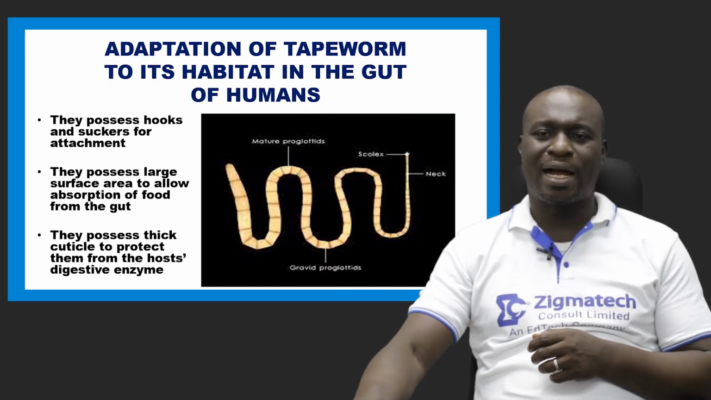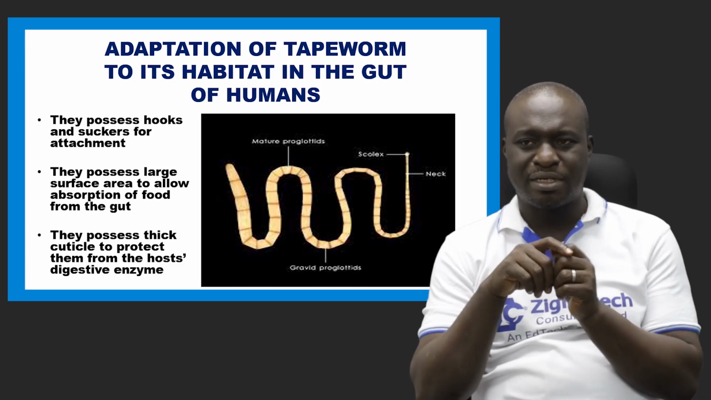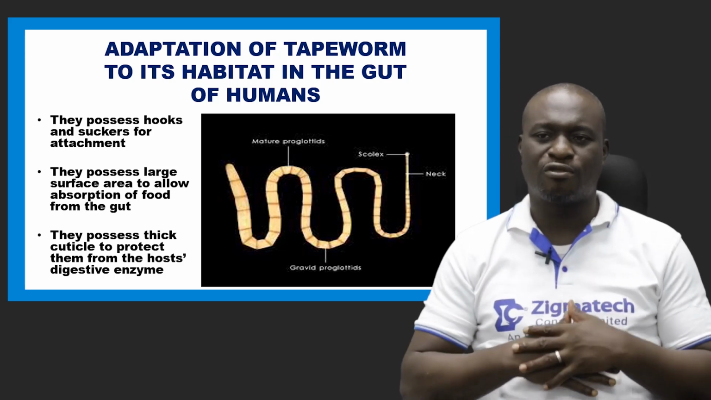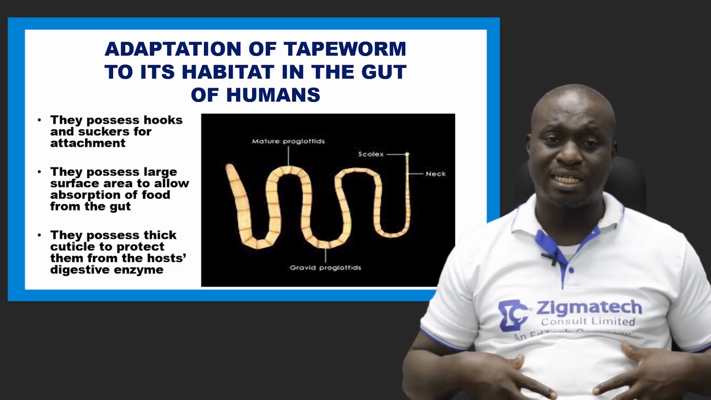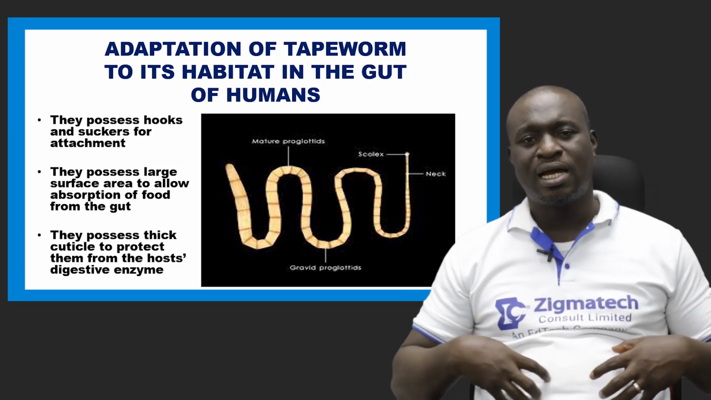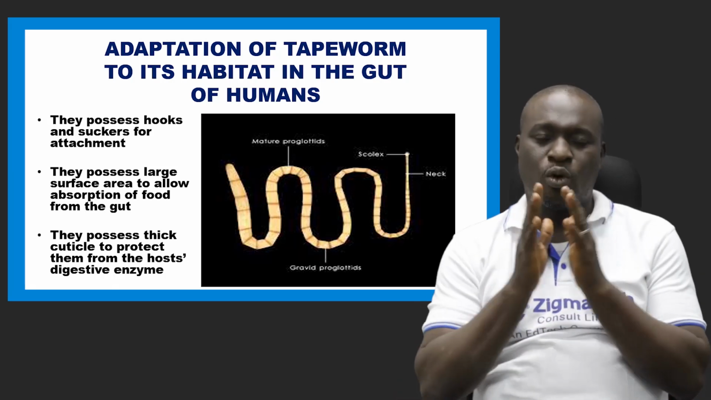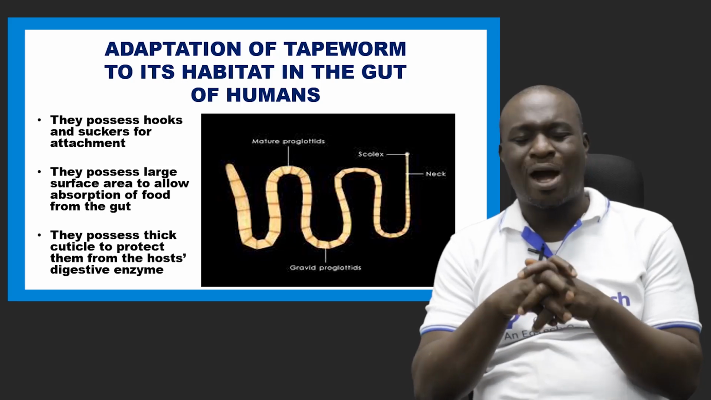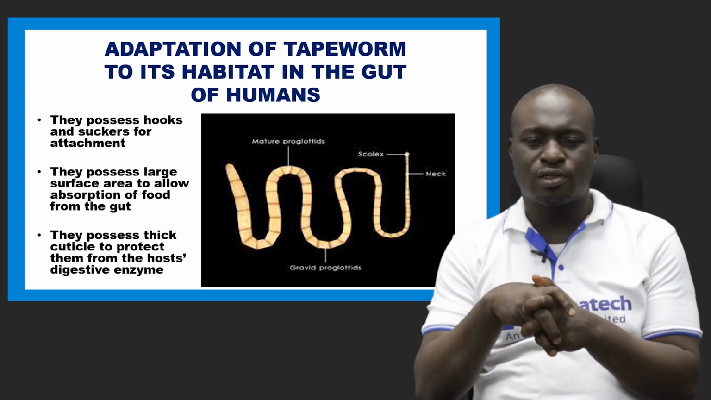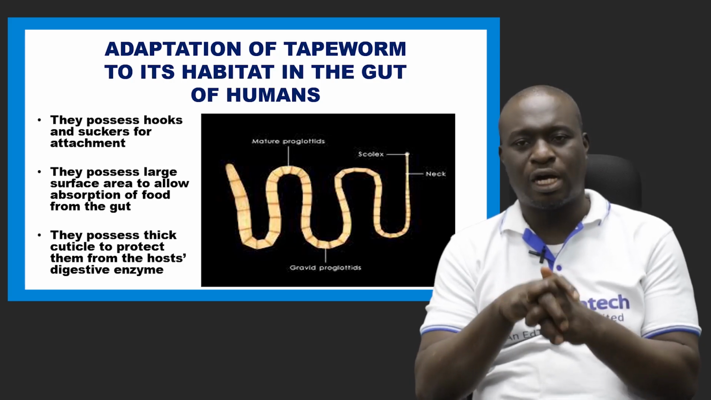And then also we have adaptation of tapeworm to its habitat, which is the guts of humans. The habitat of tapeworm is its host, or the intestine of its host. Now, one of them is that they possess hooks and suckers for attachment to the intestinal walls of their host.